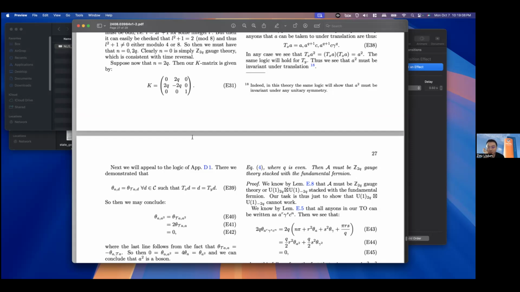Does anyone else have any question? Yeah, I still have one. Thank you very much for the nice talk first. Just curious, is it possible to have a fermionic topological order in the fermionic quantum spin liquid?